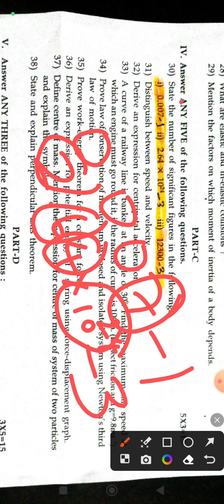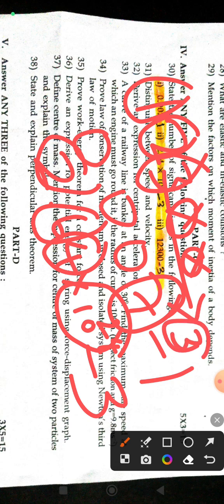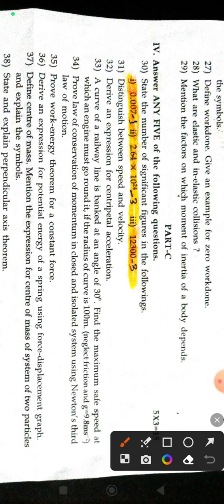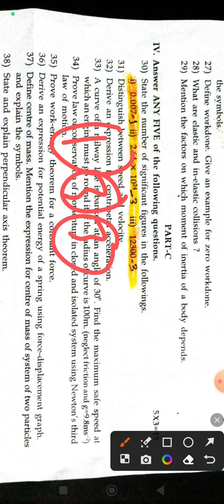Now see, one more number is there. What is there? 12300. Not a mobile number. This is a significant figures question. Now see, this 0 is not significant. This 0 is also not significant. This 1 is significant. This 2 is also significant. This 3 is also significant. Means how many significant figures are there? Only 3. So the option is, sorry, first is 1, second is 3, and third is also 3. 1, 3, 3 is the answer, right?